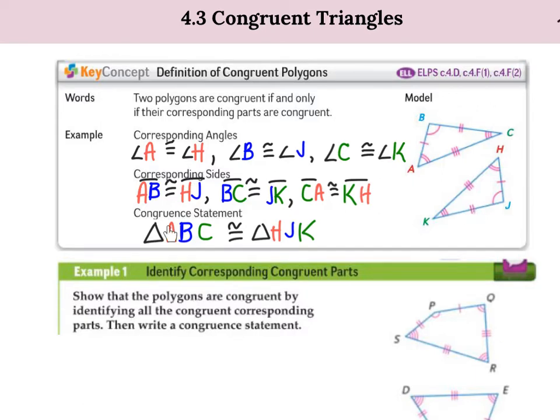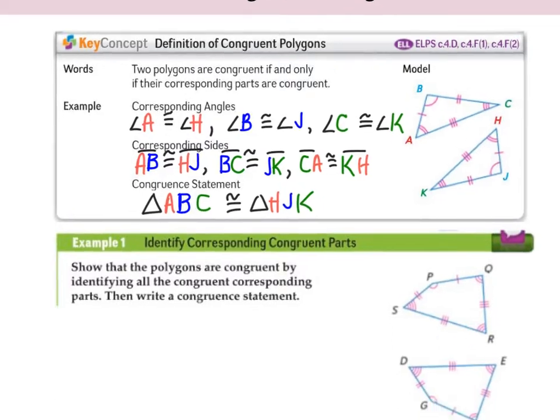A congruent statement is just saying that this specific shape, in this case this triangle, A, B, C, red, blue, green, is congruent to the other triangle, HJK, red, blue, green. So we're going to do a practice problem like that and determine those matching angles, corresponding sides.